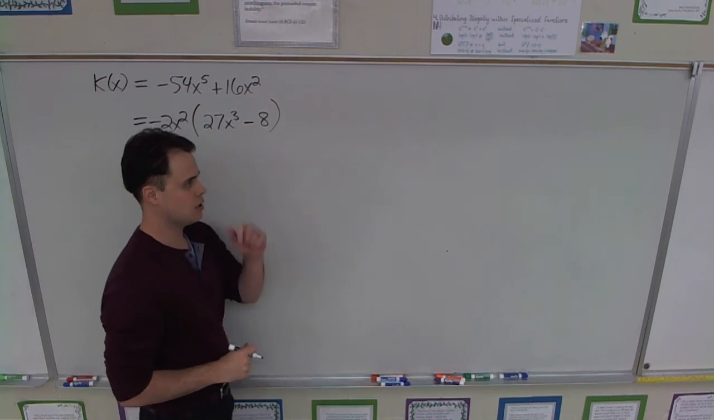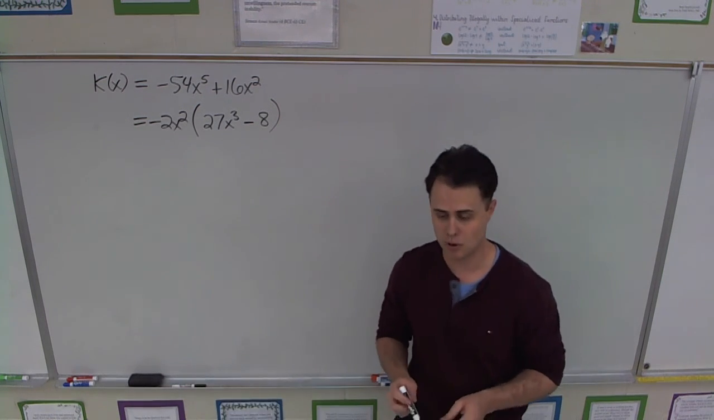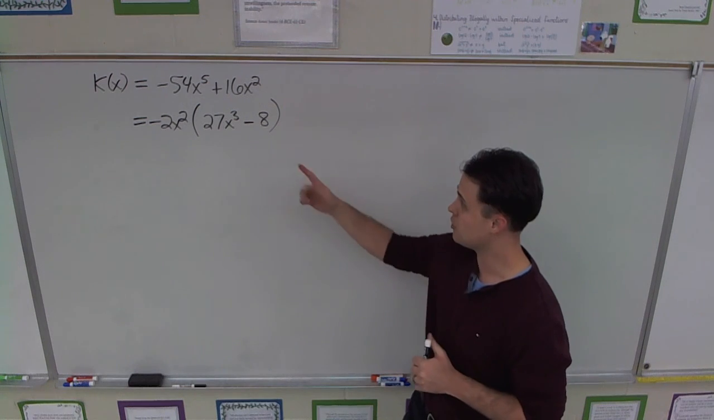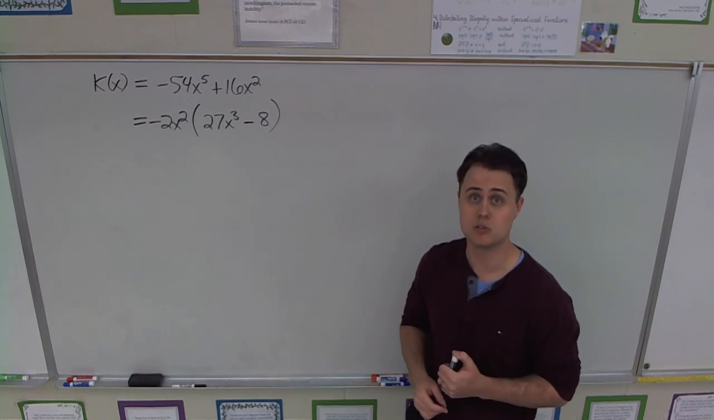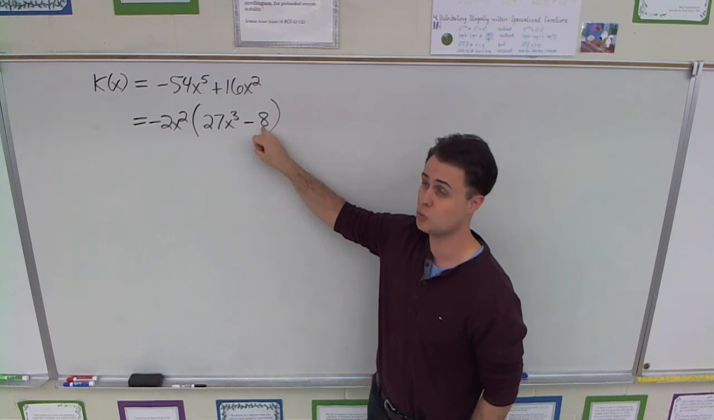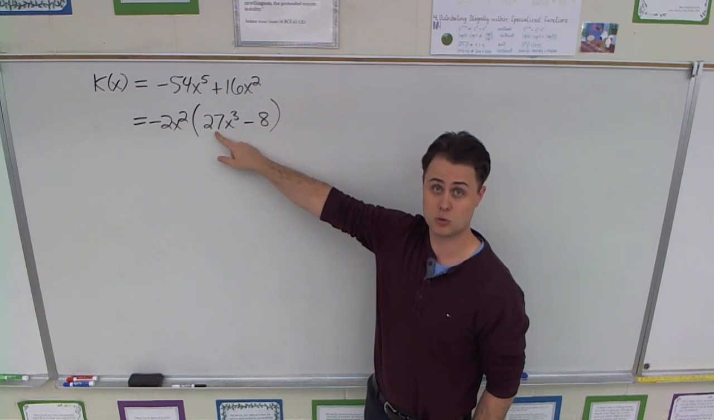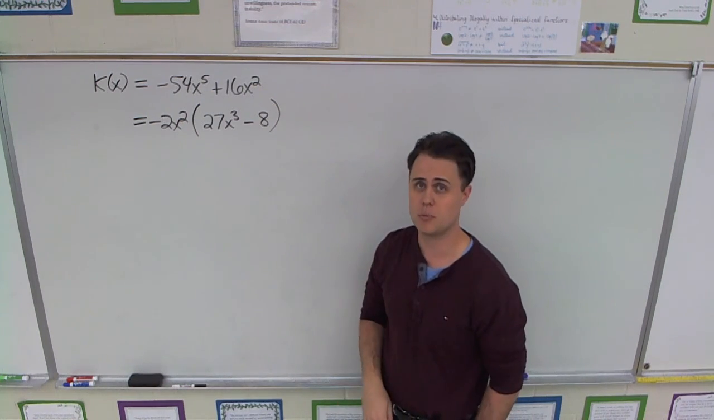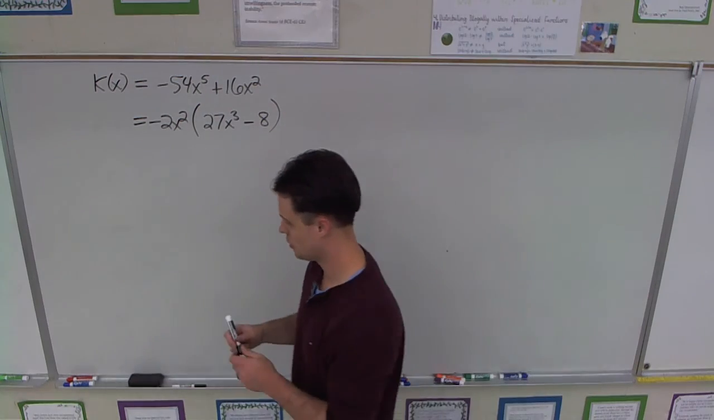Hopefully this guy, at least if you've been taking advantage of some of the more sophisticated practice, just jumps out at you. Hopefully this guy makes you think difference of cubes, because I see some really cubic numbers here. 8 is 2 cubed, 27 is 3 cubed, and x is of course x cubed. This is a classic example where you can use the difference of cubes. So I'm going to do that.